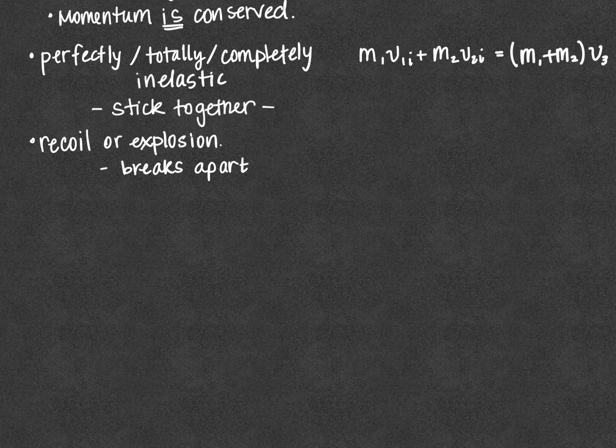Similarly, when we have a recoil or an explosion, the system is together to begin with. So the initial momentum can be written as m1 plus m2 times v initial, because it's just the initial velocity of that system. And then they explode, and m1 will have a v1 final, and m2 will have a v2 final.